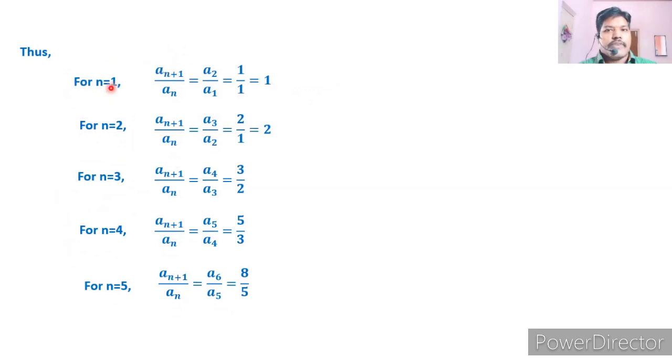So for n is equal to 1, the value is 1. For n is equal to 2, the value is 2. For n is equal to 3, the value is 3 by 2. For n is equal to 4, the value is 5 by 3. For n is equal to 5, the value is 8 by 5. So this is the end of your first exercise 9.1.